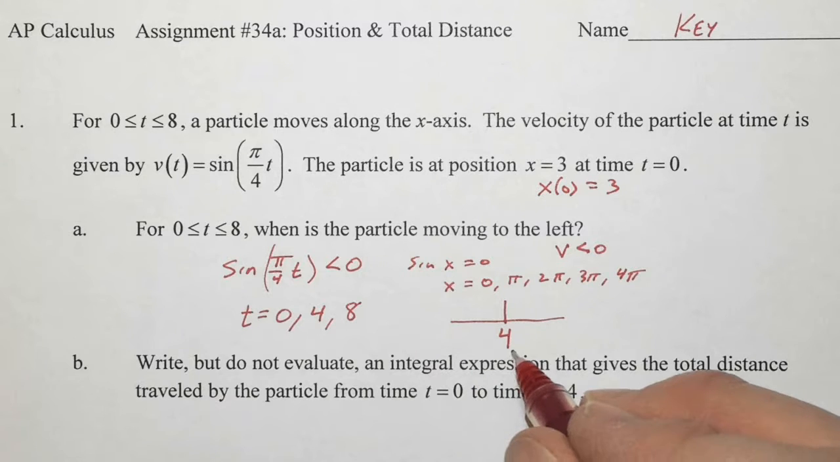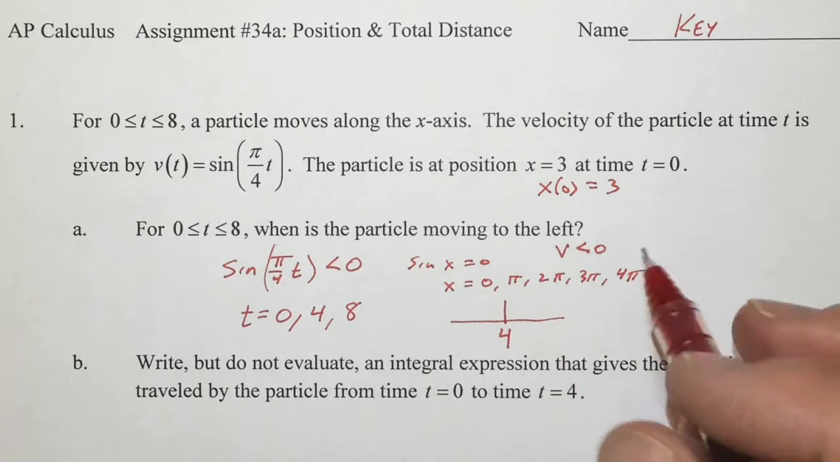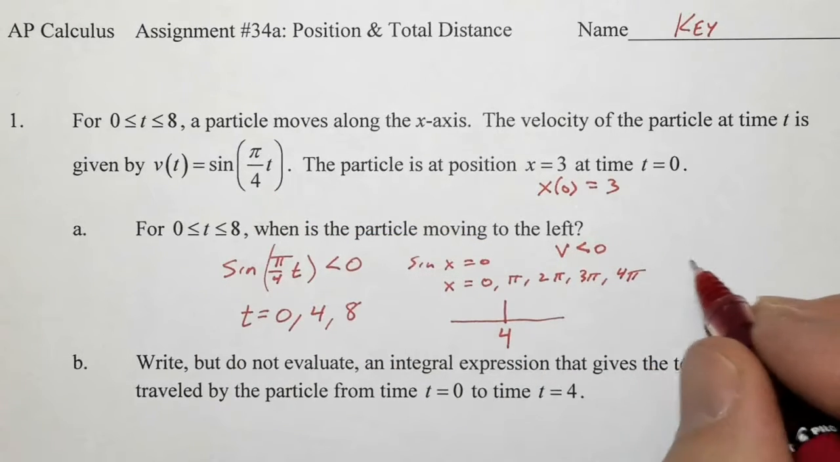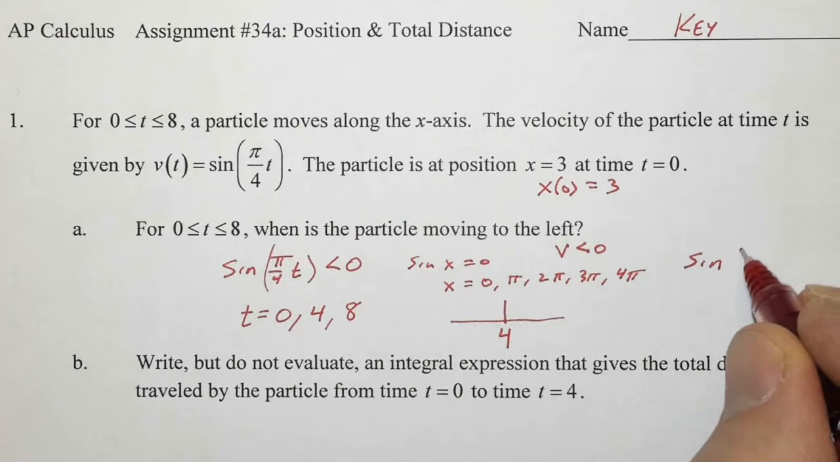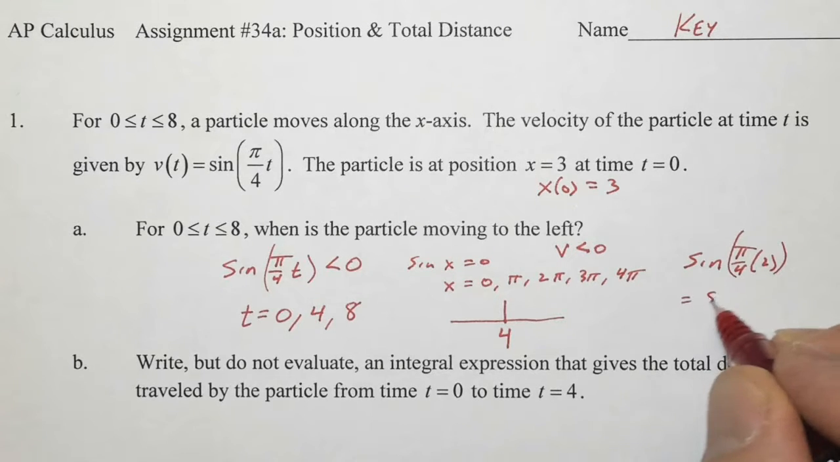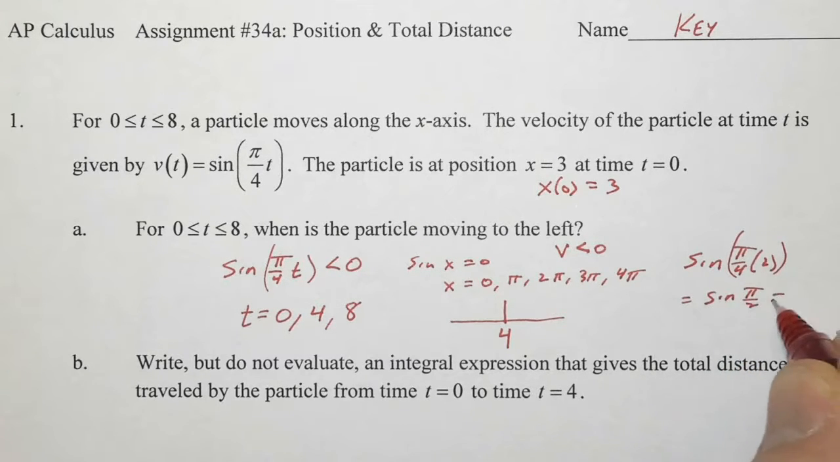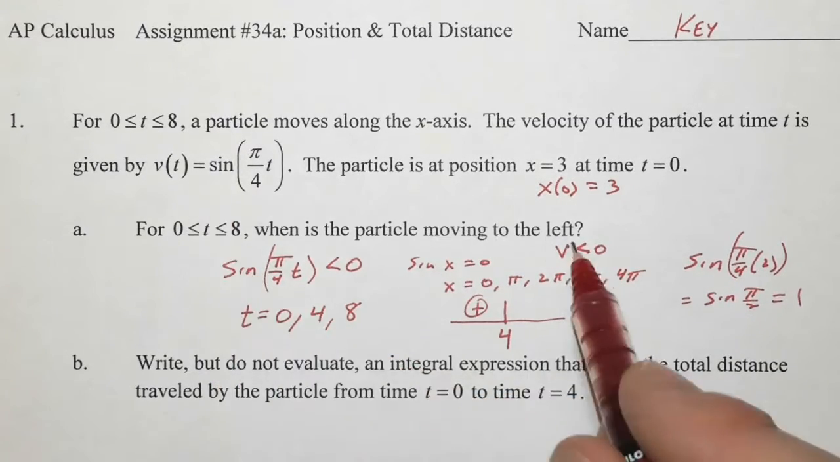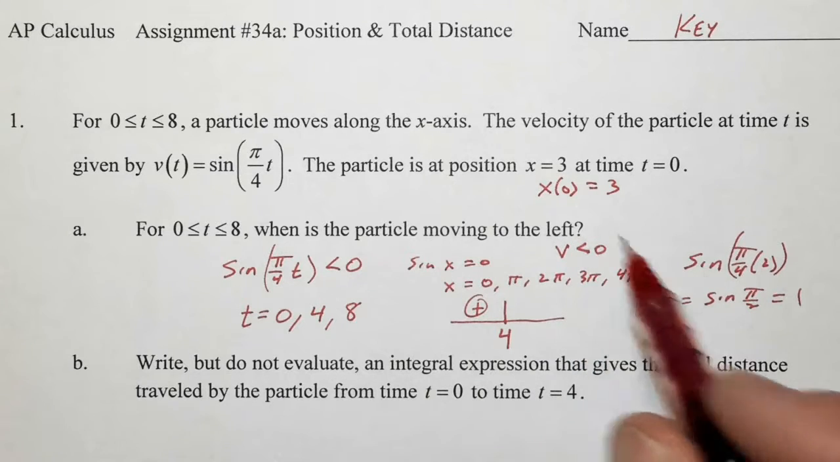So you have to plug in a number that's less than 4, say 2. If we plug in 2, we have the sine of pi over 4 times 2, which is equal to the sine of pi over 2, which our trig chart tells us is equal to 1. So it's a positive value. If the velocity is positive, that means it's moving to the right. We're interested in when it's moving to the left.